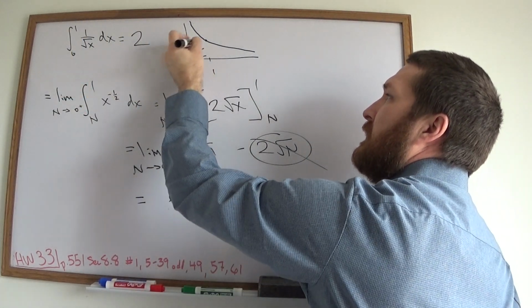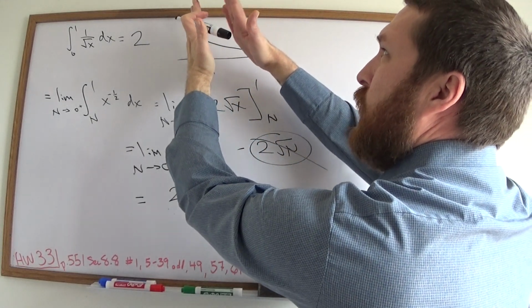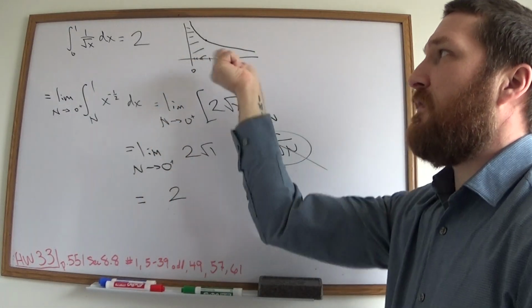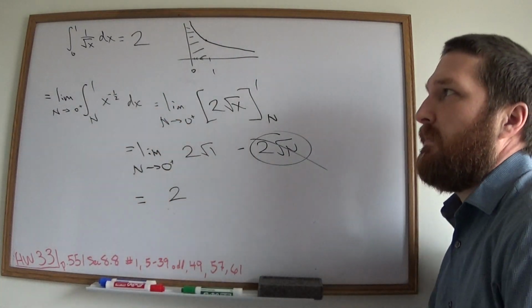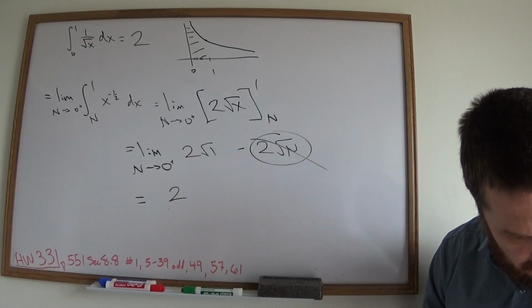So this area right there, it's the same kind of thing. This one is going towards the y-axis fast enough that the area converges to a number. Does that make sense? Okay. If it was just 1 over x, it wouldn't.